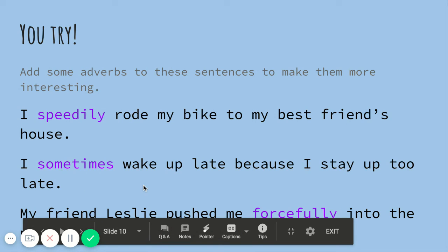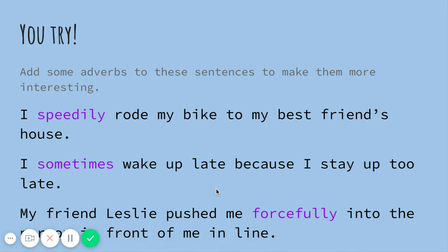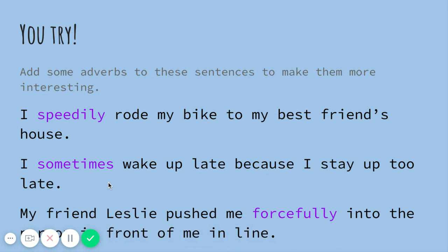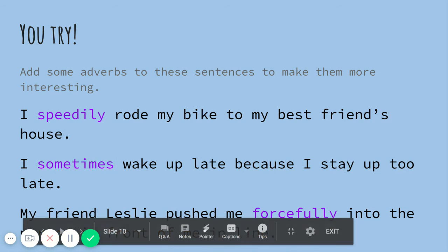I sometimes wake up late because I stay up too late. So this is, man, I don't always stay up too late and then wake up late, but sometimes maybe I don't follow my schedule as well. I'll stay up a little late and then the next day it's harder to get up early, so I'll wake up late. Sometimes. That tells when, right? Or how often.